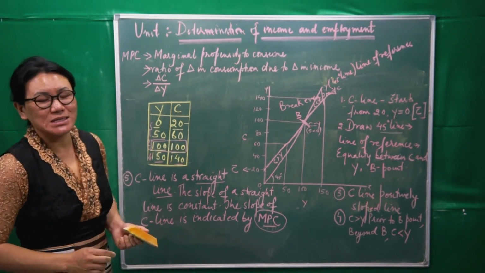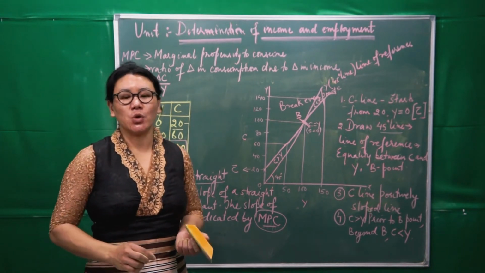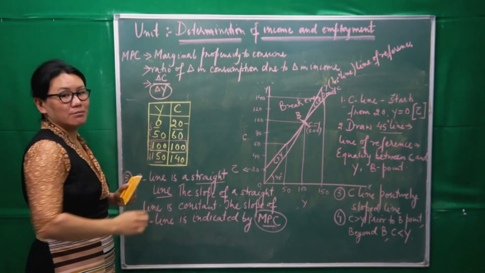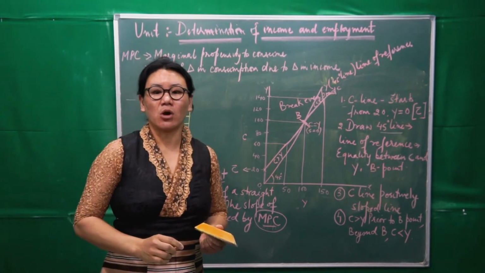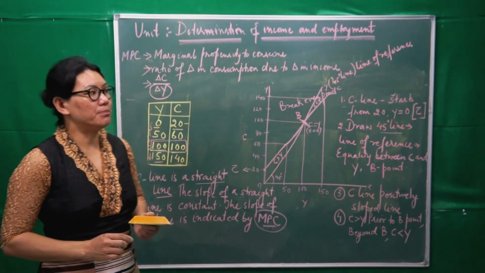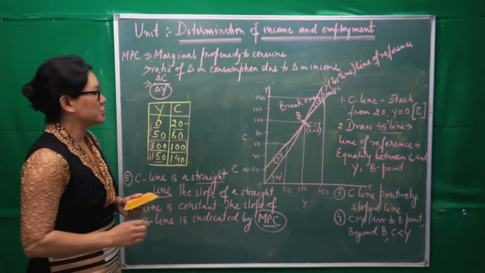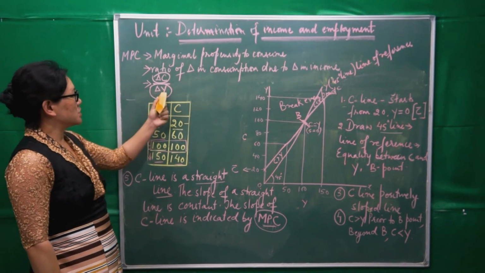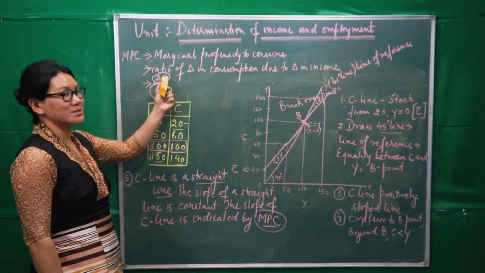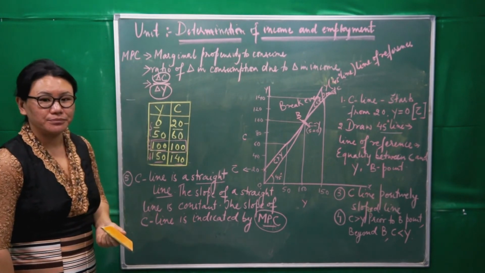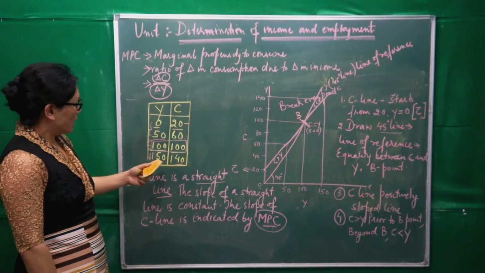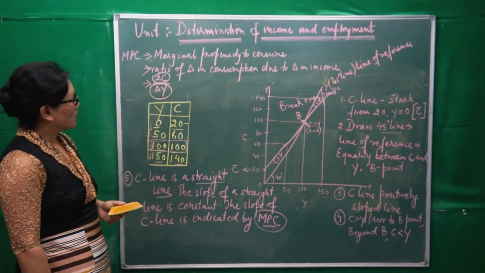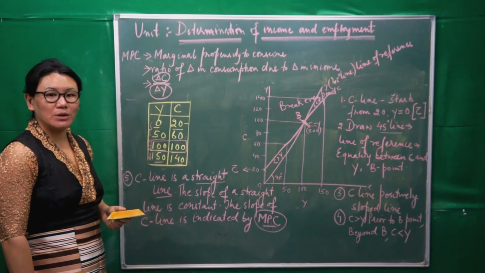Now, what does this MPC show? It shows that because of a change in income, there will be a change in consumption. This is MPC. What is MPC? Because of a change in income, there will be a change in consumption. That is called MPC. Alright. Now, I will use the same schedule and we will see. We will go for the calculation of MPC.